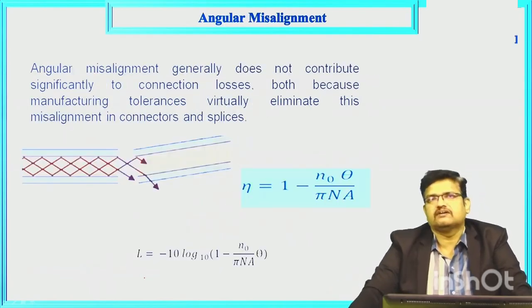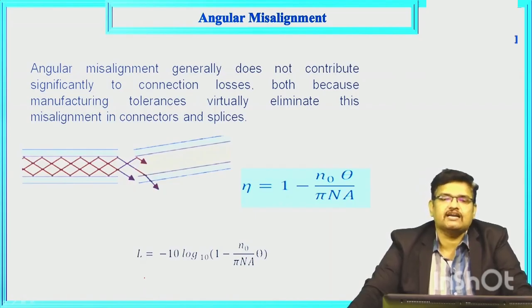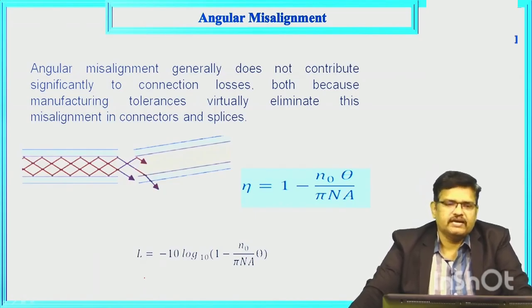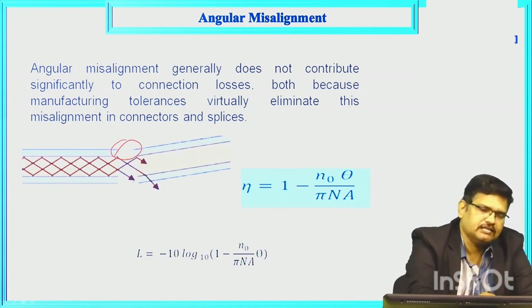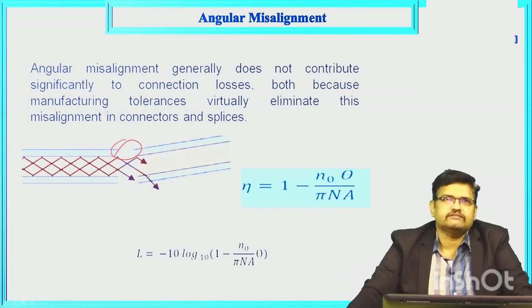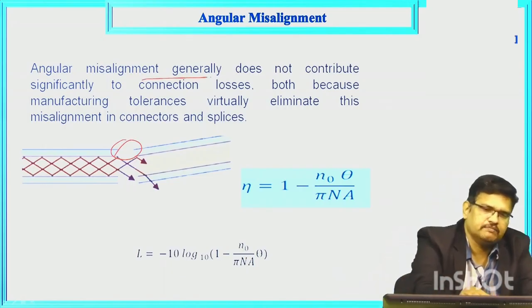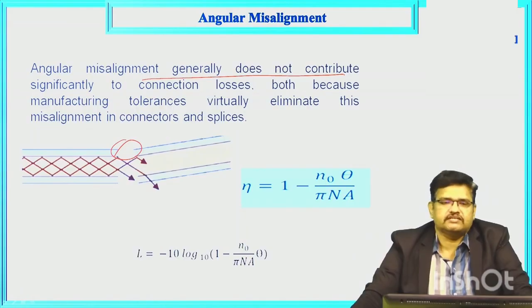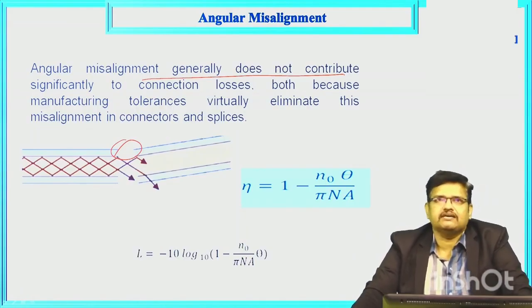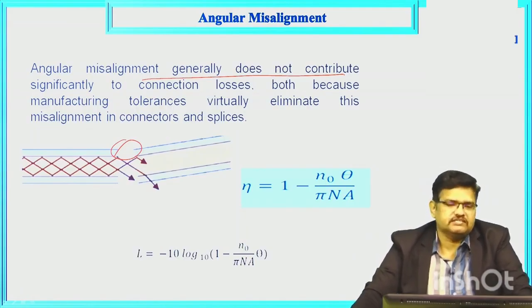Next one, another important misalignment is angular misalignment. So what is angular misalignment? Here, one end of the fiber is perfectly joined, but the other end is open. So this will create a significant loss. Generally this misalignment does not contribute significantly to connection loss, but because of the manufacturing tolerance, it occurs in connectors and splices. So here also we can experience more power loss.